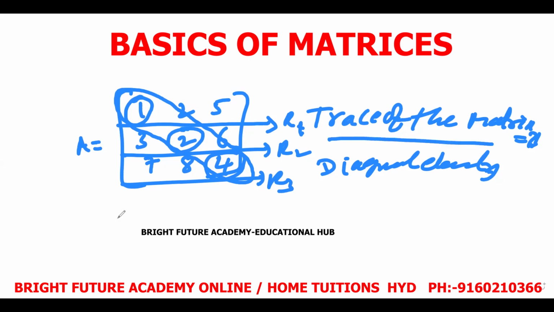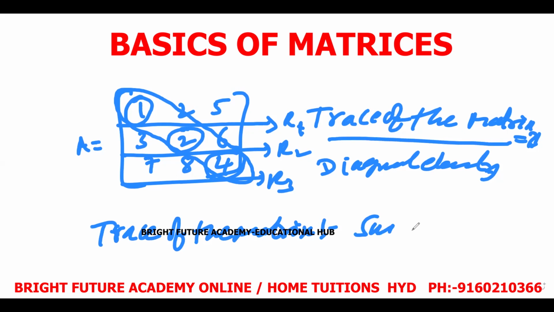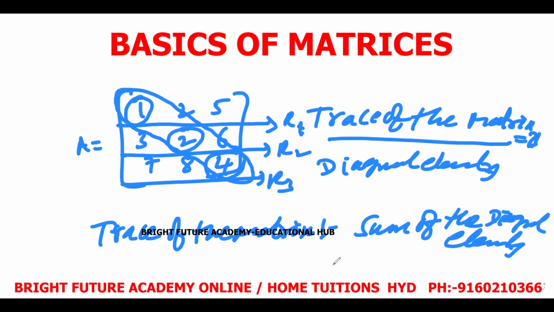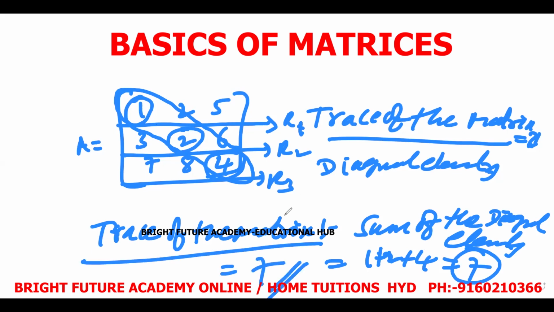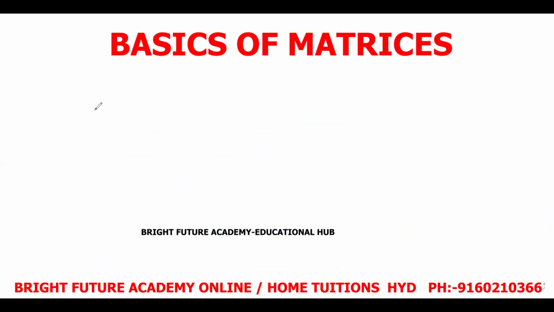Now, trace of the matrix is the sum of the diagonal elements. So now tell me, sum of the diagonal elements, what is the result? 1 plus 2 plus 4 gives 7. So the trace of the matrix value is 7. So this is the concept. The sum of the diagonal elements is called the trace of the matrix. So in entire matrices, just go through the definitions, then make it implementation. That's all. Then we can get it easily.